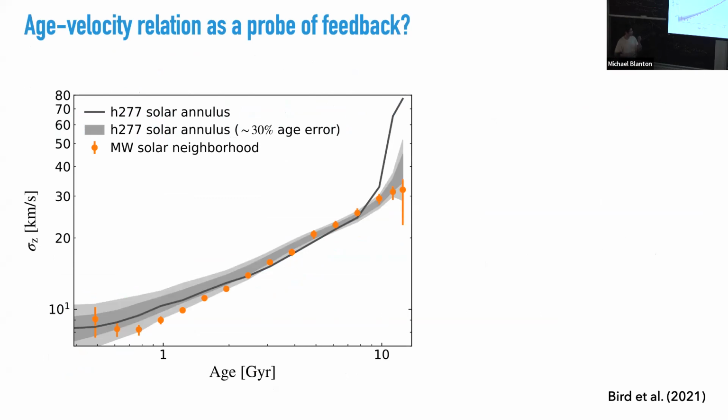So one other way this manifests is in the velocity dispersion of stars in the two different simulations. What you are seeing here is the z velocity dispersion in and out of the disk of the galaxy as a function of age. This is an older simulation, H277, and this is actual data from the Geneva-Copenhagen survey, I believe, in orange. This is the age-velocity relationship for stars in the solar neighborhood. And you can see the simulation does a pretty good job. The black line is directly from the simulation, and the gray bands are when you account for age errors in the observations. Then they match very well.